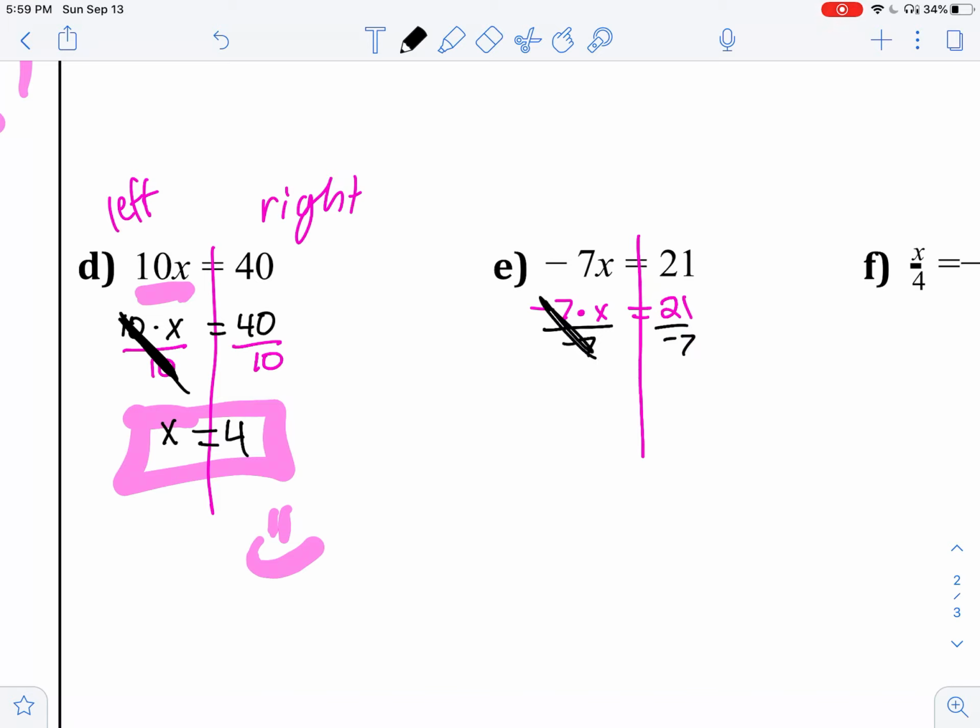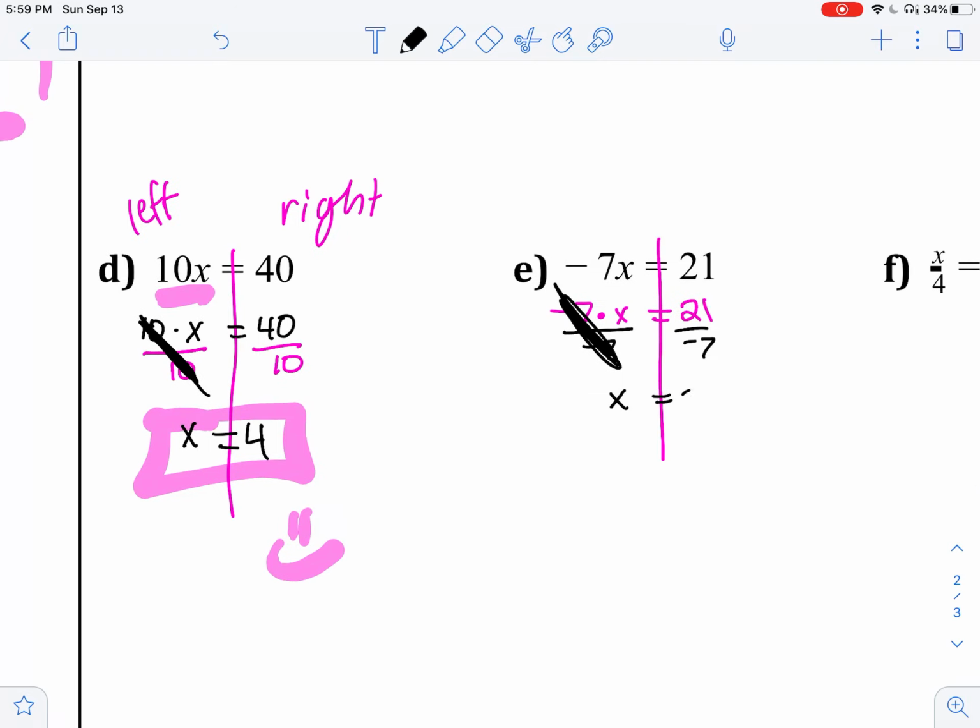When I divide, my negative 7s cancel each other out, and I'm left with just that x. And then 21 divided by negative 7, if we have a positive and a negative being divided or multiplied, it results in a negative. 21 divided by 7 is 3. So we have x alone on one side of our equation, and it's equaling a number, x equals negative 3. We're done with that problem.